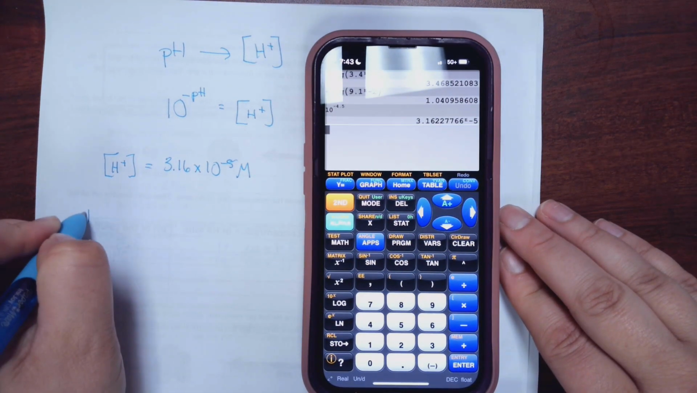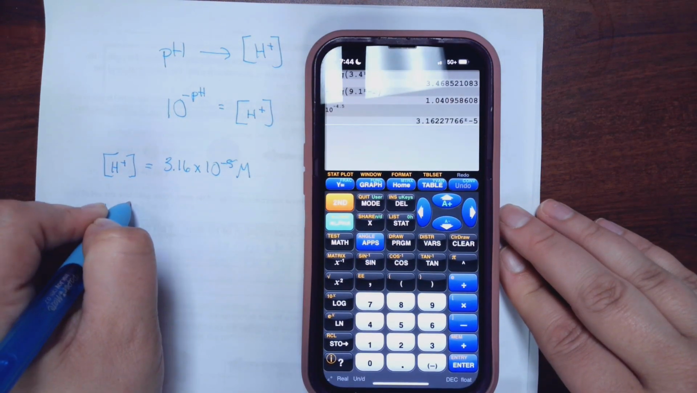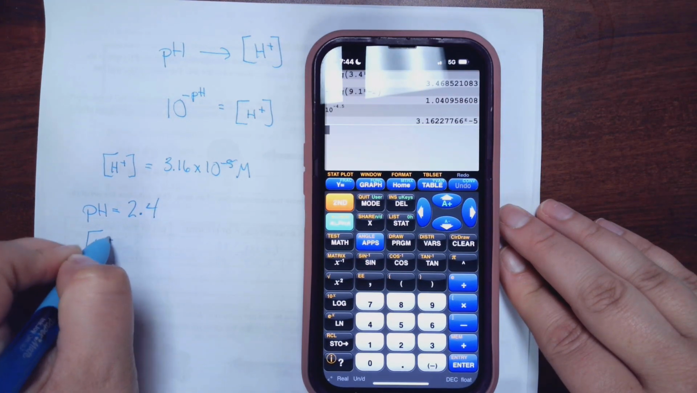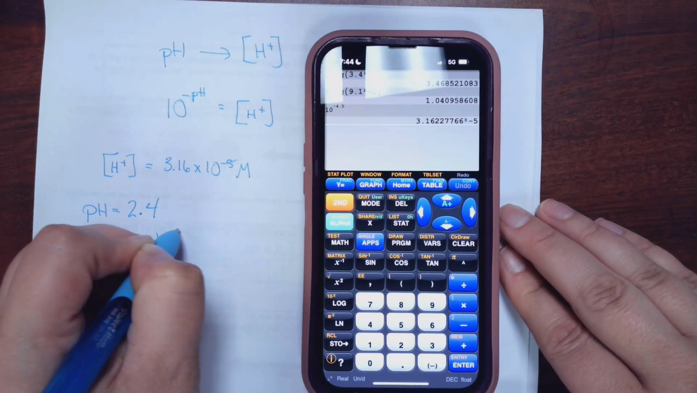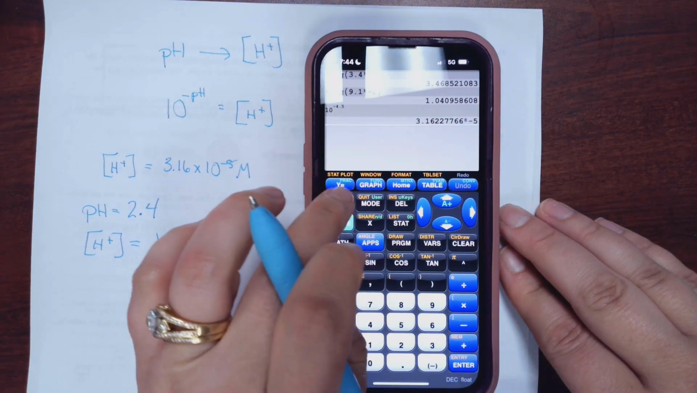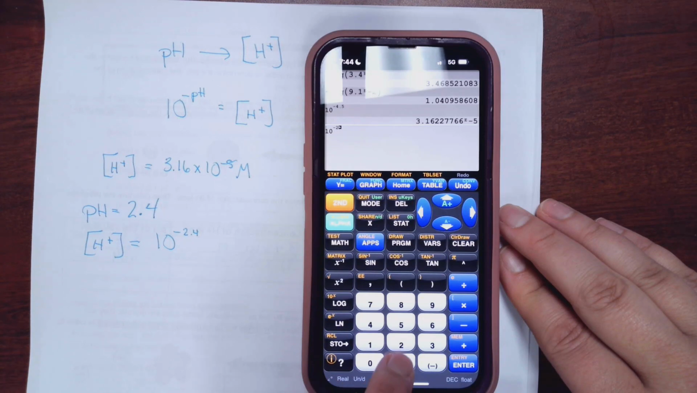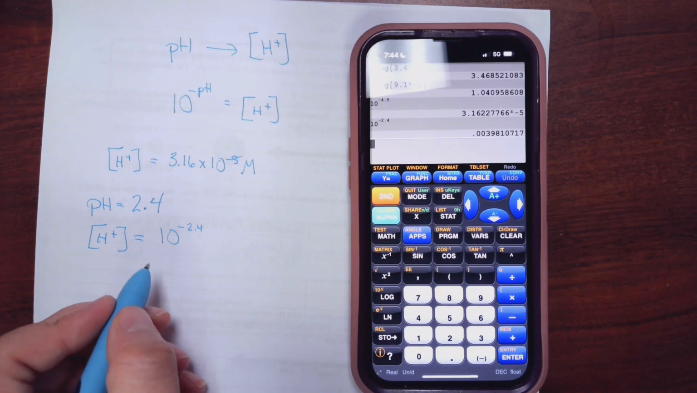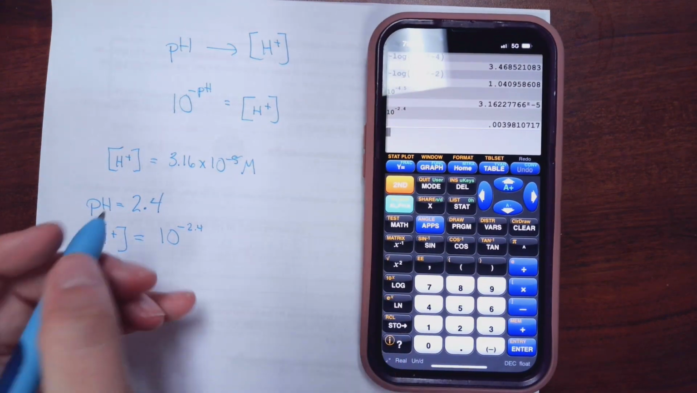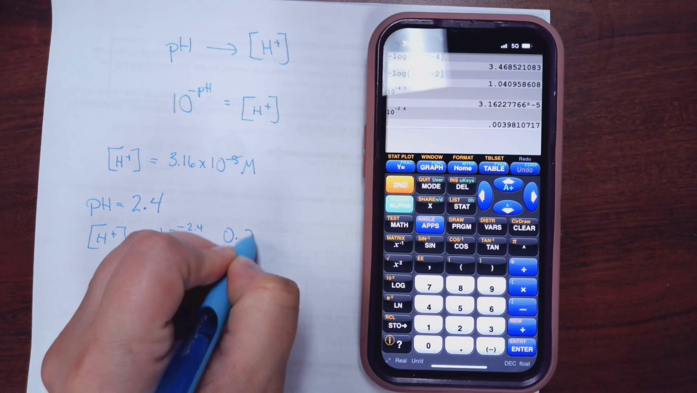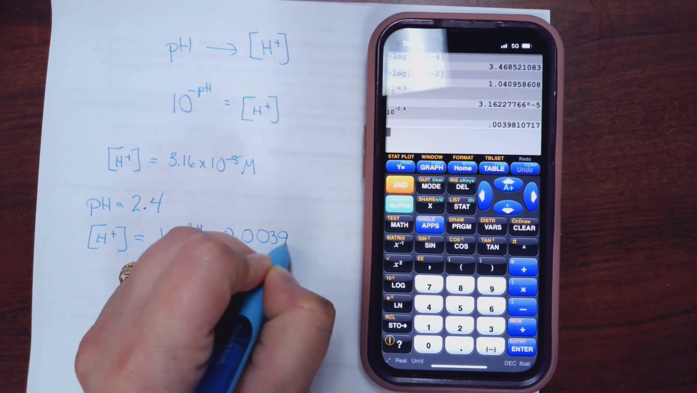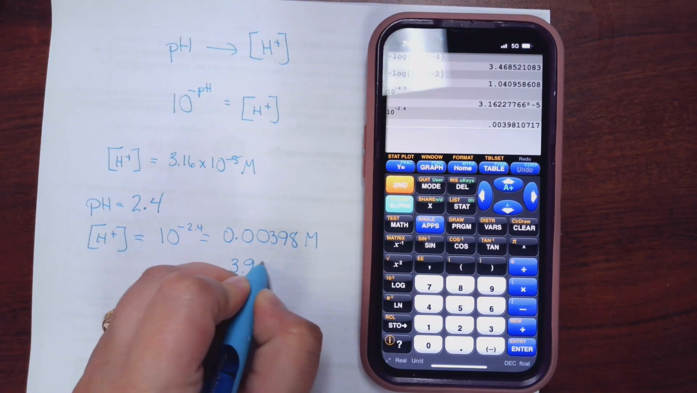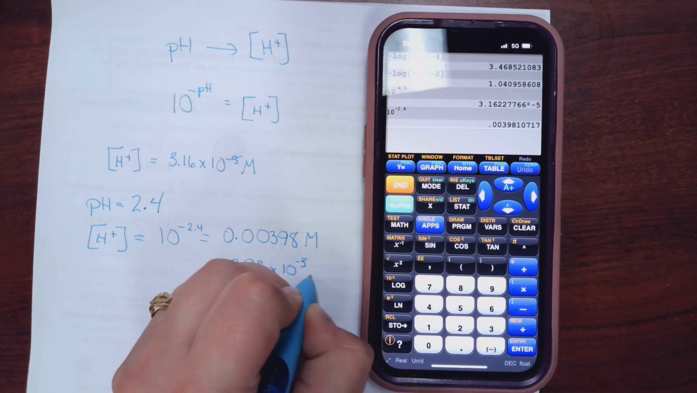All right, let's say we have a pH equals 2.4. Okay, so our H+ is going to be equal to 10 to the power of negative 2.4. So we're going to do second log negative 2.4, enter. That gets us 0.00398 molar. Or we could write that as 3.98 times 10 to the minus 3rd molar.